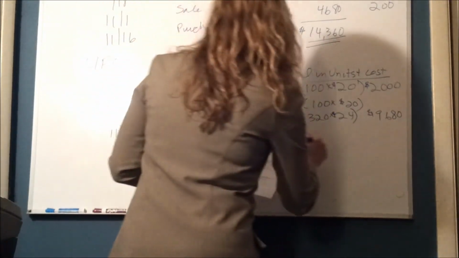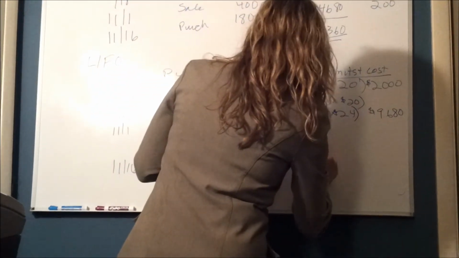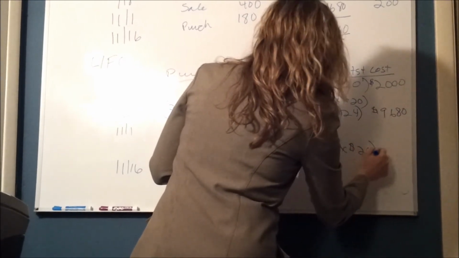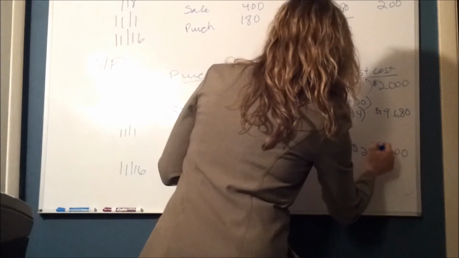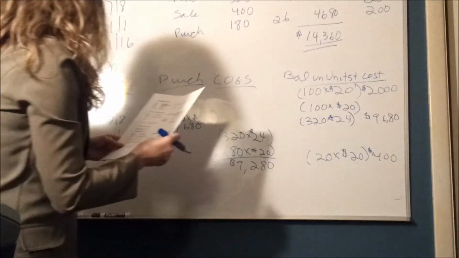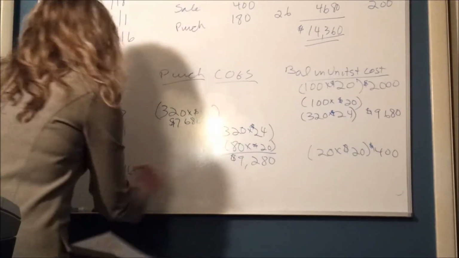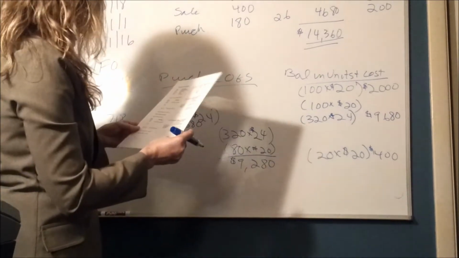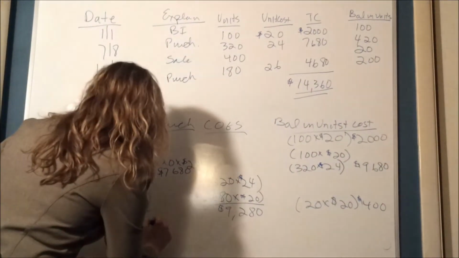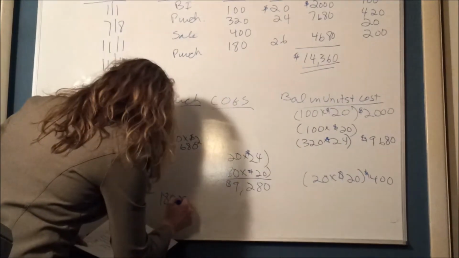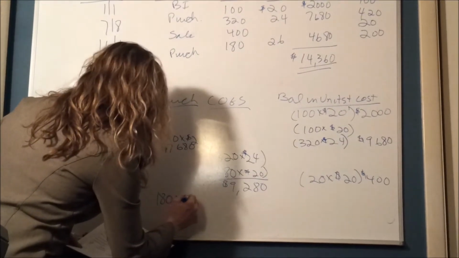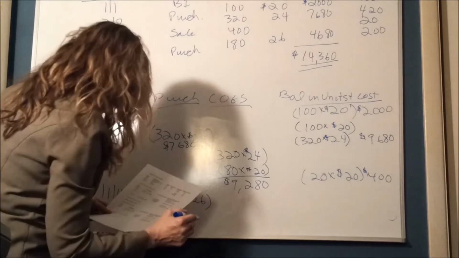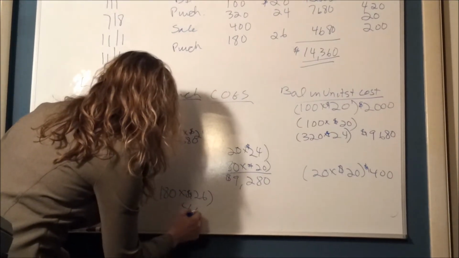At this point, our remaining inventory is 20 units at $20 per unit. It is $400. The next thing we're doing, on November 16th, we're buying some more. We purchase some more inventory. So we have 180 items we bought at $26 a unit for a total of $4,680.